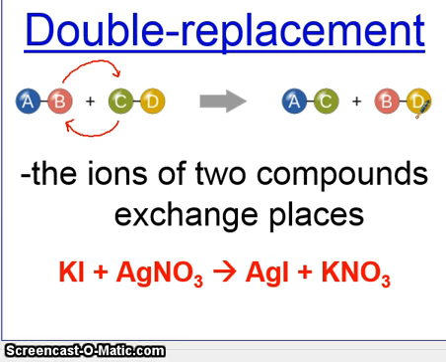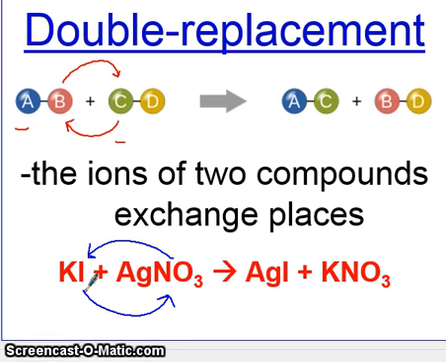Now usually what happens is the first spot will exchange places with the first spot, and the last spot with the last spot. And that's what you see on the compound example here. So this is potassium iodide. The iodine will come in and replace nitrate. Nitrate will come in and replace iodine. You'll see K is with I here.